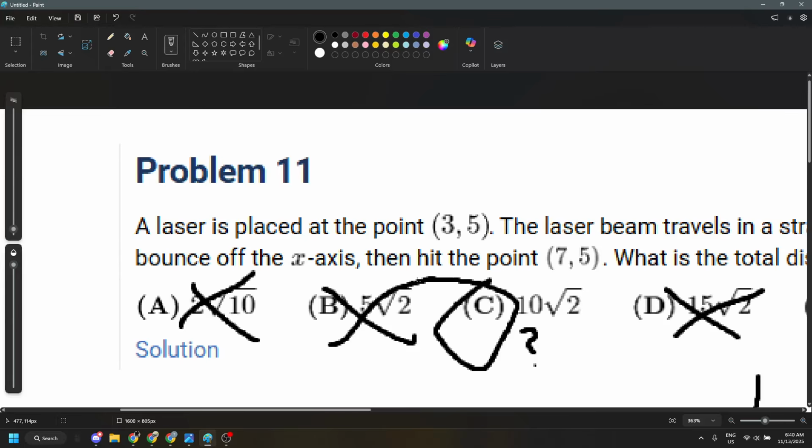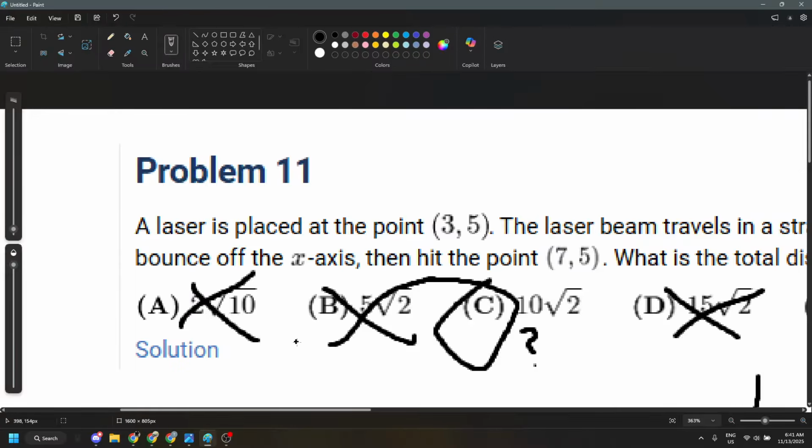I apologize that you guys had to hear that. Okay, let's check. This is problem 11. It is 10 root 2. What did they do? Oh, they used reflections. That's smart.